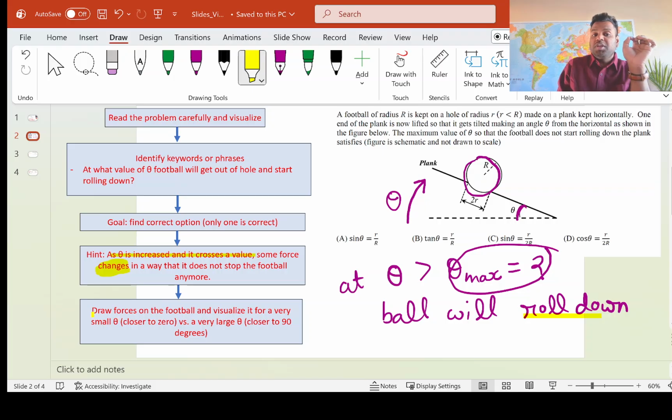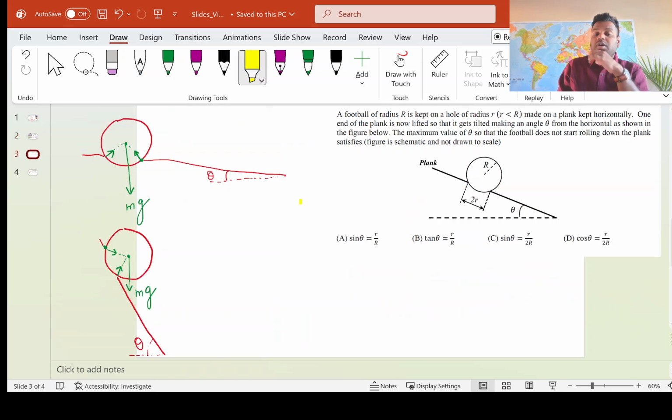And for that, we need to analyze the forces on the football, and see what is happening when theta is very small, closer to 0, and when theta is very large, closer to 90. So let's draw a figure. Theta very small, and theta very large. Now look at mg. There is a fundamental change, and the change is, look at this point here.